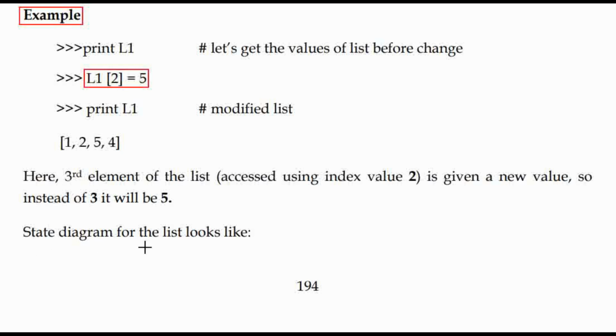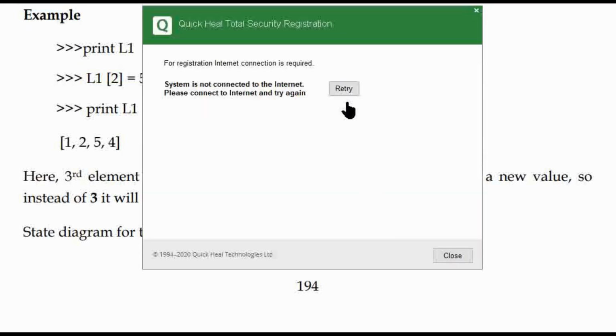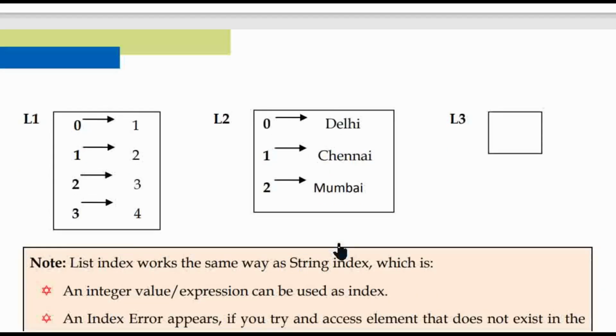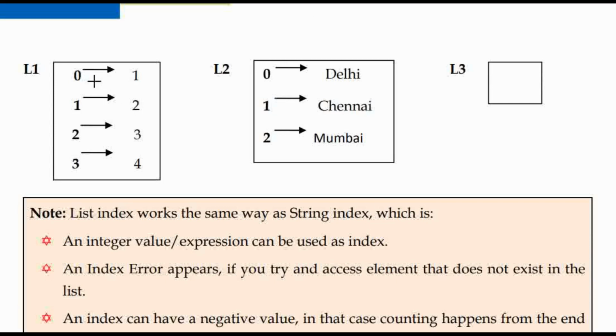State diagram for the list looks like: L1: 0 to 1, 1 to 2, 2 to 3, 3 to 4. L2: 0 to Delhi, 1 to Chennai, 2 to Mumbai. L3: blank.